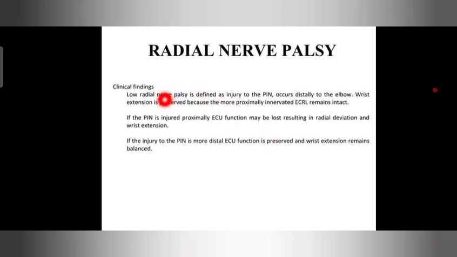Also, low radial nerve palsy is defined as an injury to the PIN occurring distal to the elbow, that is, the posterior interosseous nerve. Wrist extension is preserved because the most proximally innervated muscle, extensor carpi radialis longus, remains intact.